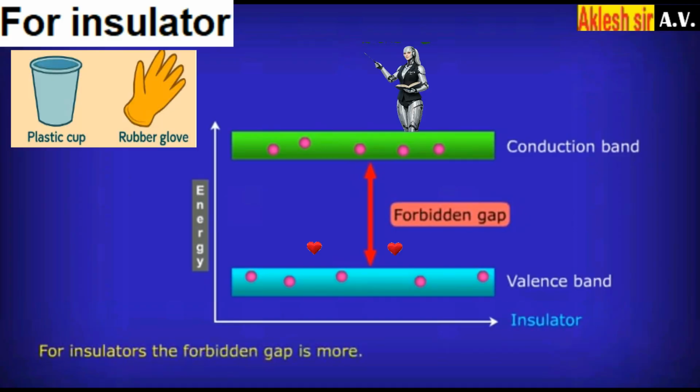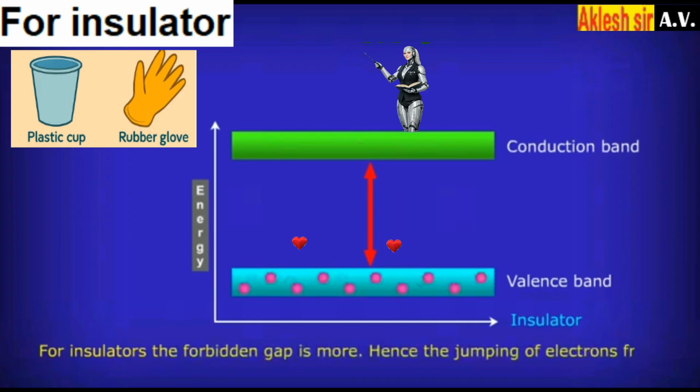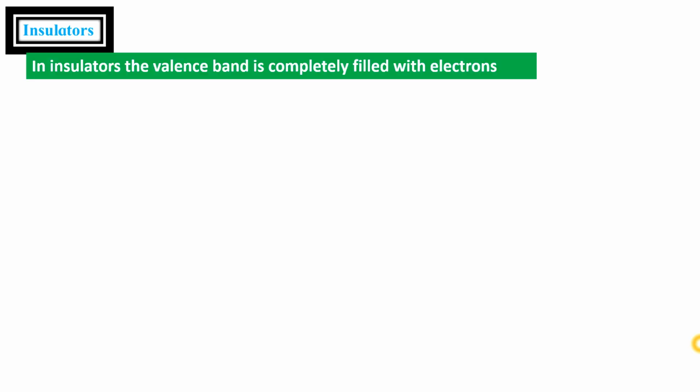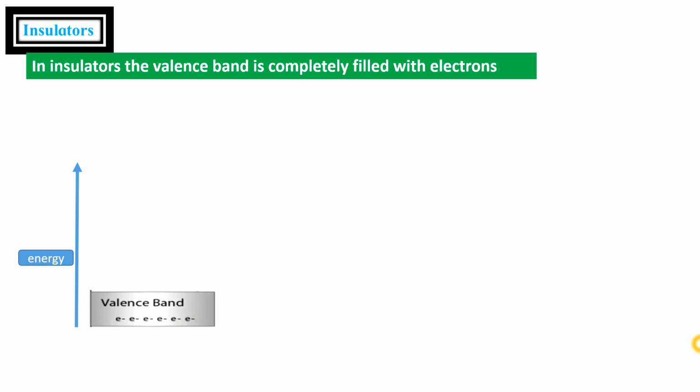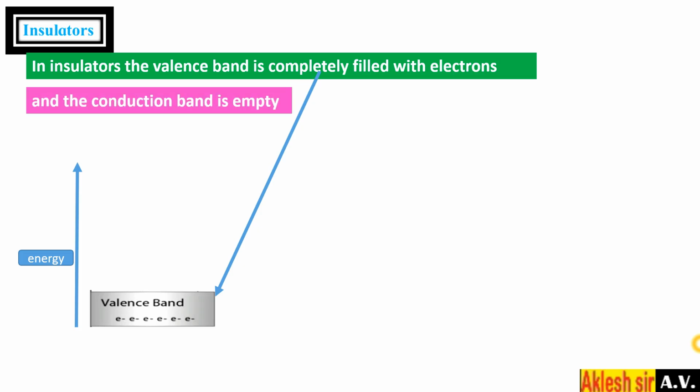In insulators, the forbidden gap is more, hence the jumping of electrons from the valence band to the conduction band is not possible. In an insulator, the valence band is completely filled with electrons. So assume this is the energy graph, and this is the valence band, which has much lower energy compared to the conduction band. In the insulator, all the electrons are present in the valence band and the conduction band is empty. There is no electron present in the conduction band.